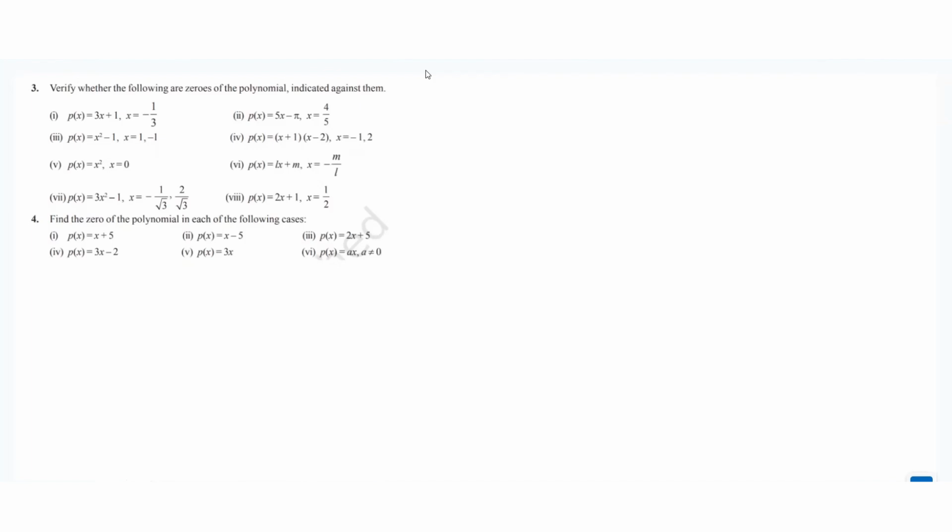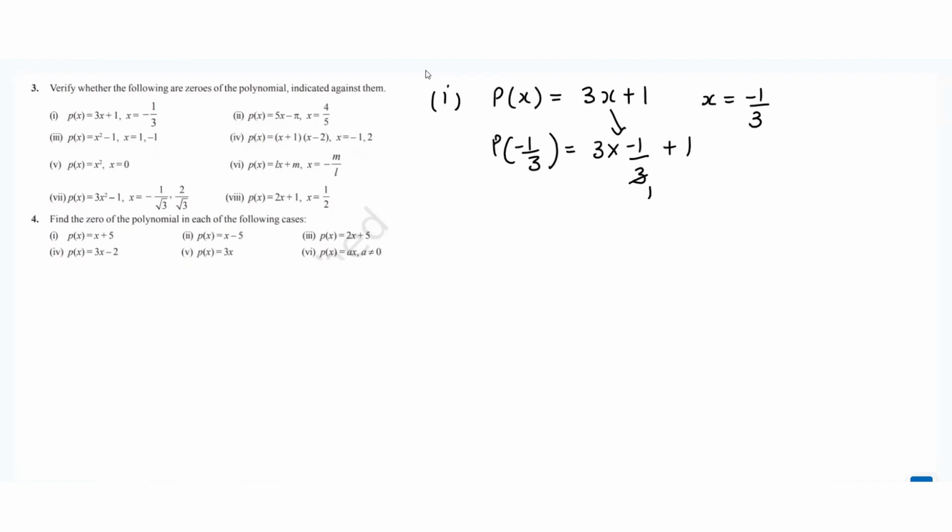So let's start with question number 3. In question number 3, the first part is P(x) is equal to 3x plus 1, and it's given that the value of x is equal to negative 1 by 3. So let's substitute the value in the polynomial. P(-1/3) is equal to 3 into, in place of x, minus 1 by 3, plus 1. 3 ones are 3, 3 ones are 3. We'll get 1 into negative 1 plus 1. So 1 into negative 1 is negative 1, plus 1 is equal to 0.